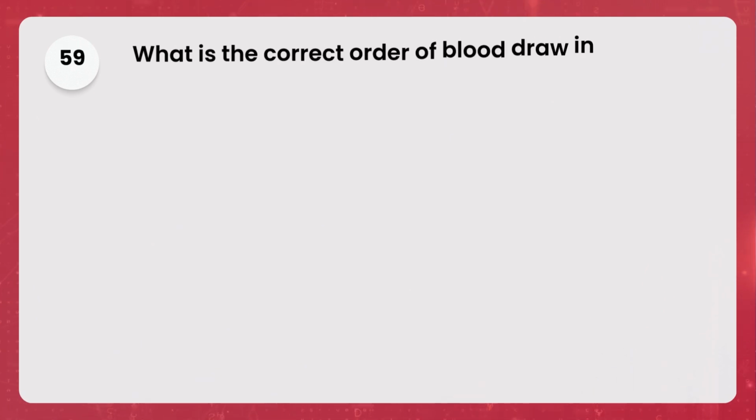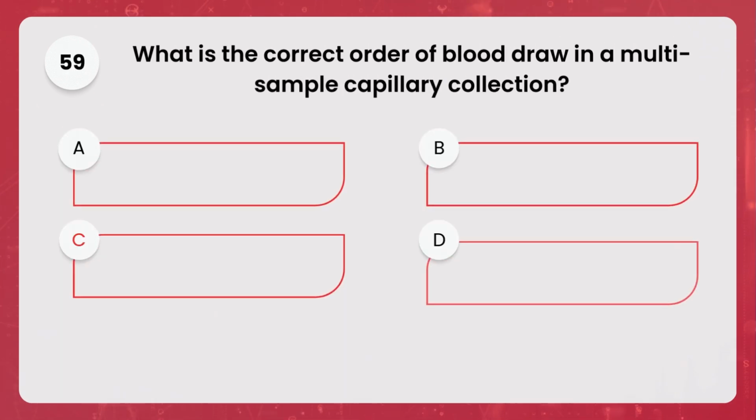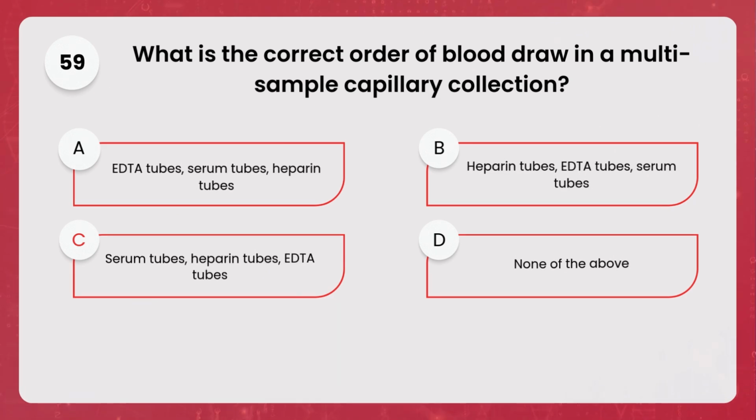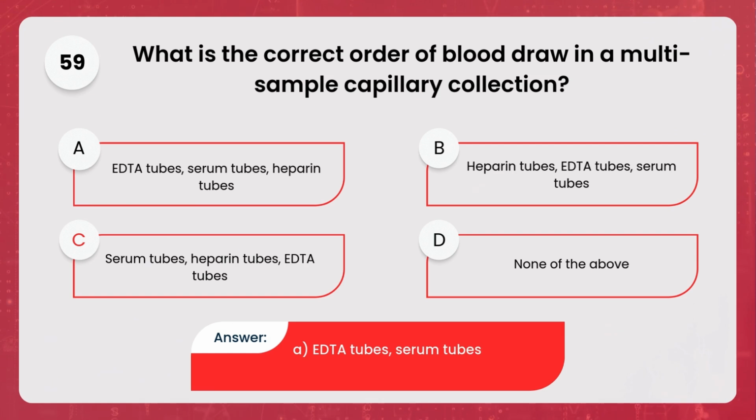Number 59. What is the correct order of blood draw in a multi-sample capillary collection? A. EDTA tubes, serum tubes, heparin tubes. B. Heparin tubes, EDTA tubes, serum tubes. C. Serum tubes, heparin tubes, EDTA tubes. D. None of the above. The answer is A. EDTA tubes, serum tubes, heparin tubes.